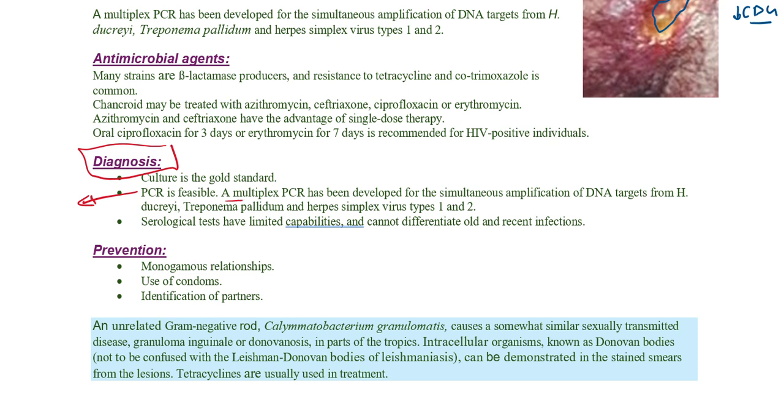What's available now is what's called a multiplex PCR, which tests simultaneously for Haemophilus ducreyi, Treponema pallidum, and herpes simplex type 1 and 2. Just bear in mind that herpes simplex causes painful genital ulcer. Haemophilus ducreyi cause painful genital ulcer, but Treponema pallidum cause a painless ulcer.